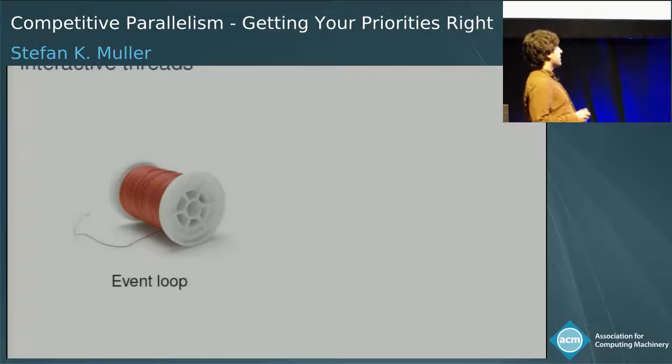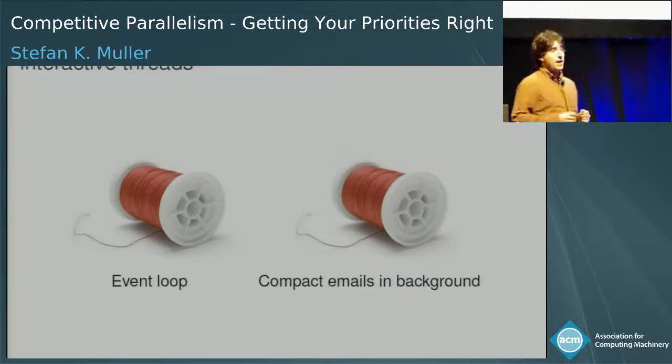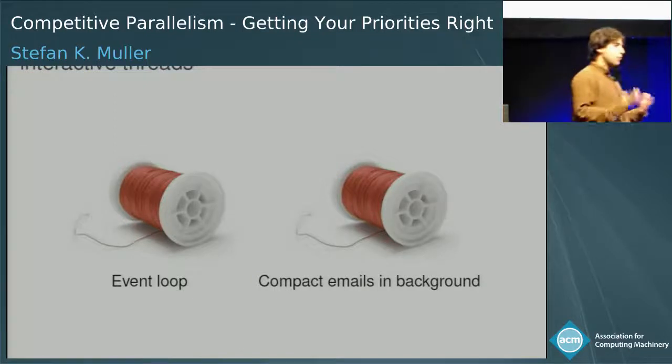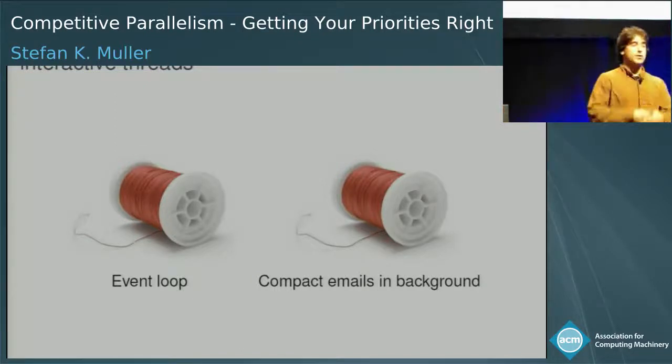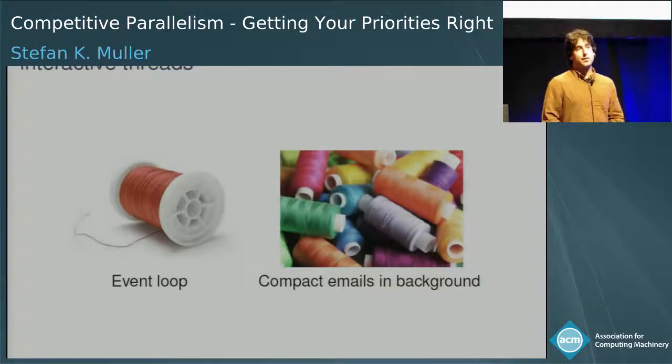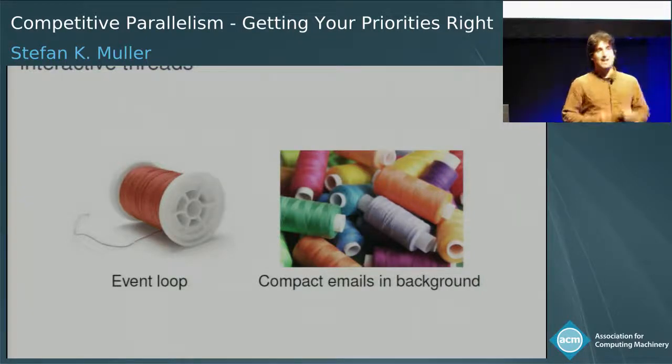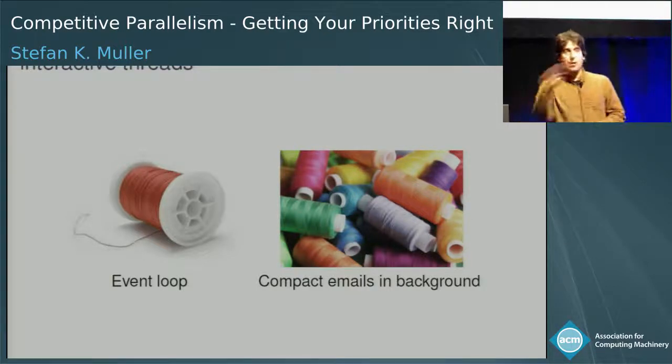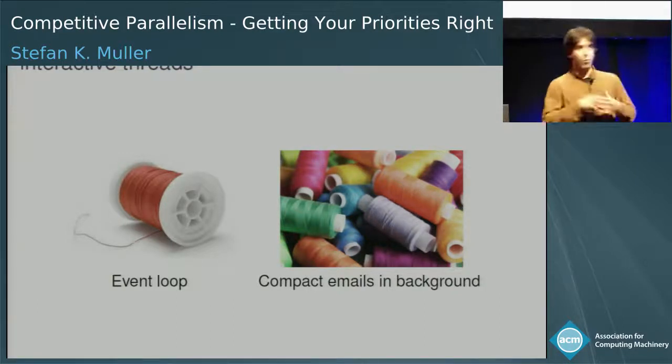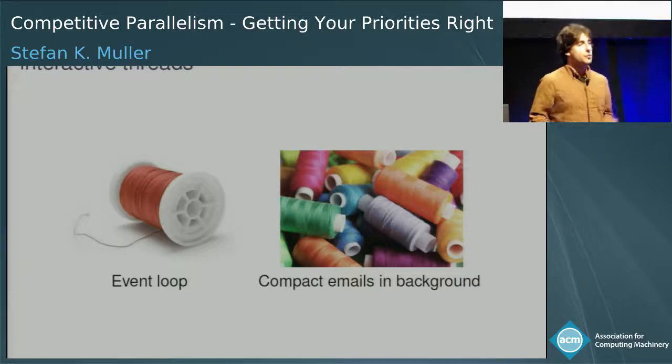So there's one thread to handle the event loop, another thread to handle compacting the emails in the background. Of course, we just said that we're trying to parallelize that, so it's actually not just one thread compacting emails, it's many, many threads compacting emails. And so the runtime of these cooperative languages isn't able to distinguish between the one thread that's running the event loop and the thousands or millions of threads that are compacting emails. And so the result of that is that your event loop gets run whenever the scheduler happens to get around to it, which is not the best thing for responsiveness.